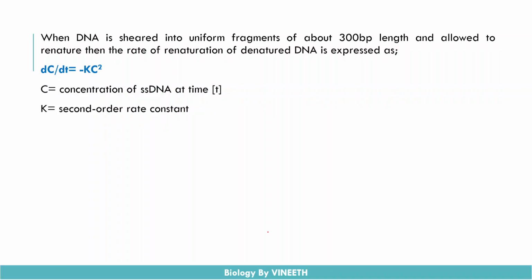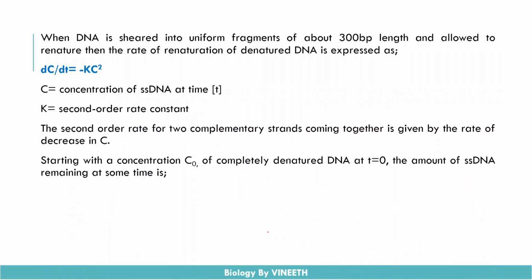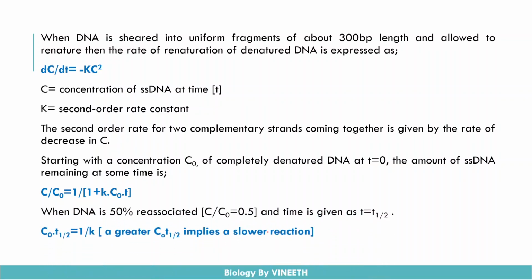Remember that the concentration of the single stranded DNA is always inversely proportional to the second order rate constant, k. The second order rate for two complementary strands coming together is given by the rate of decrease in C. Starting with the concentration C naught of a completely denatured DNA at time 0, the amount of single stranded DNA remaining at that time is given by the equation C by C naught equals 1 by 1 plus k into C naught into t. So this equation will give you how much single stranded DNA is present initially in the mixture.